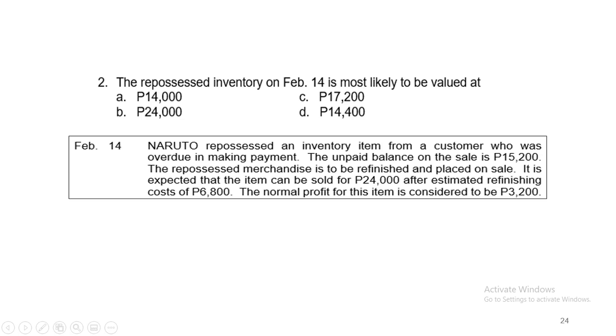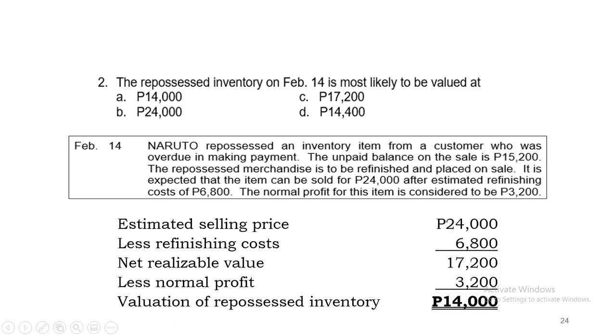So, take note, this is a repossessed item and the repossessed item is valued at net realizable value less the normal profit. In this case, estimated selling price 24,000 less the refinishing cost or estimated cost to sell, that is 6,800. So, meron siyang net realizable value of 17,200 less the normal profit as mentioned in the problem. Therefore, the valuation of repossessed inventory is 14,000. So, the answer for this one is letter A, 14,000.